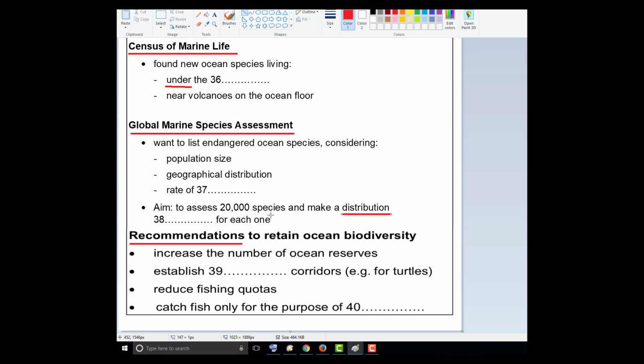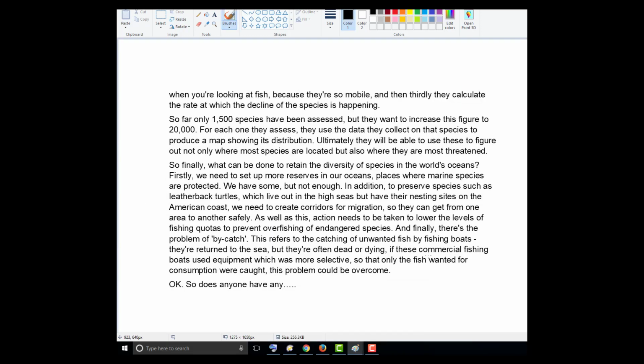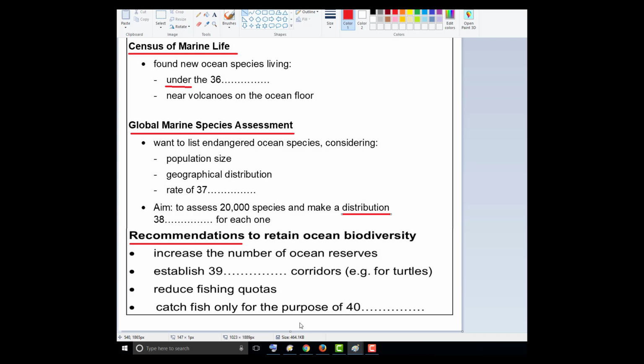So 20,000 species. So let's go and see how the word distribution was paraphrased here. So here we have the 20,000 species. Let's get a line here. And actually we find they use exactly the same words. So we have assess, we have the word distribution. Here is the 20,000 species. So the question is actually easier than it looks.